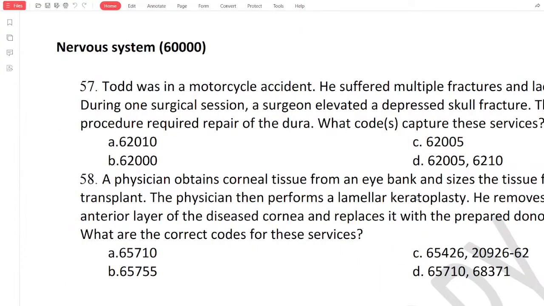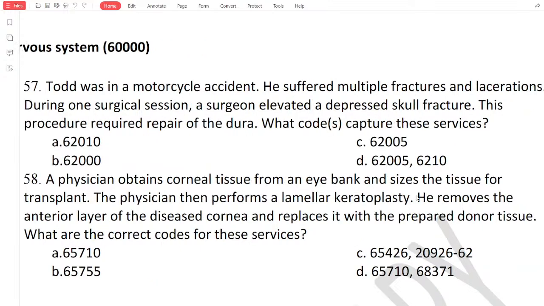Nervous system related, 60 series. Todd was in a motorcycle accident. He suffered multiple fractures and lacerations during one surgical session. A surgeon elevated a depressed skull fracture. This procedure required repair of the dura. What code captures the services?